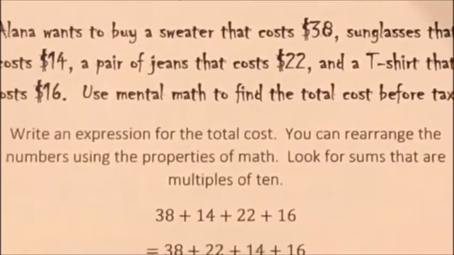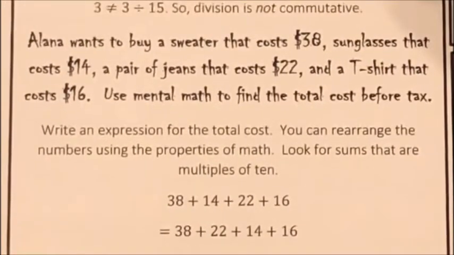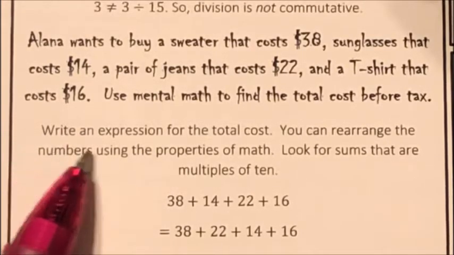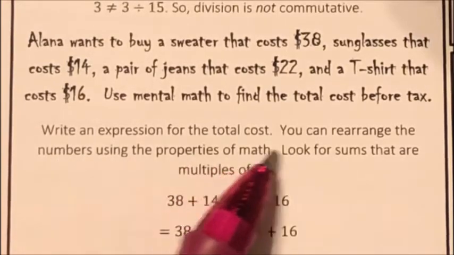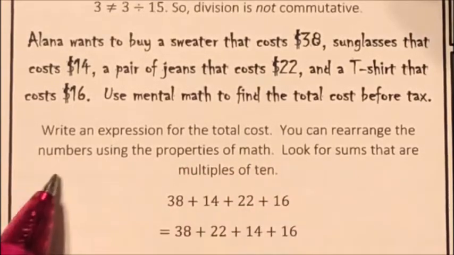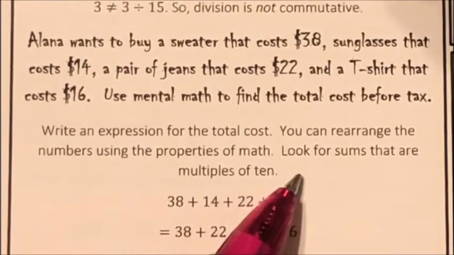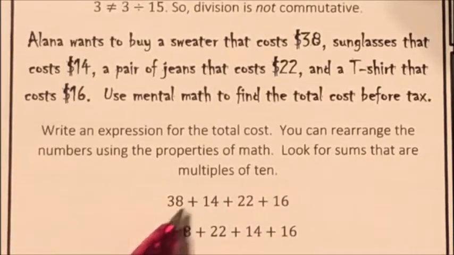My third example says Alana wants to buy a sweater that costs $38, sunglasses that cost $14, a pair of jeans that cost $22, and a t-shirt that costs $16. Use mental math to find the total cost before tax. Okay. So, I can write an expression for the total cost. You can rearrange the numbers using the properties of math. Look for sums that are multiples of 10. Okay.